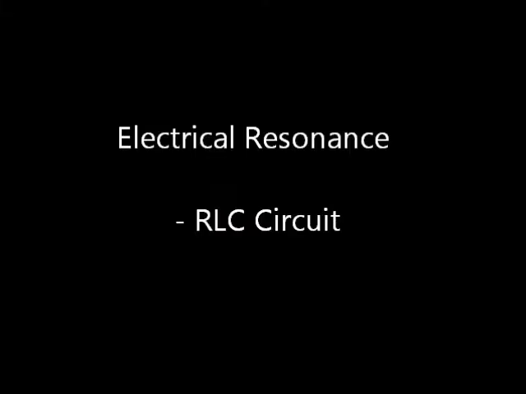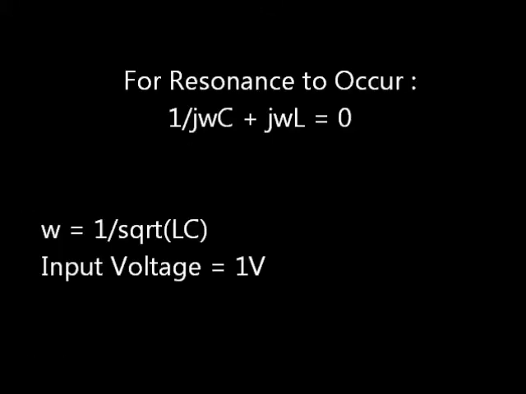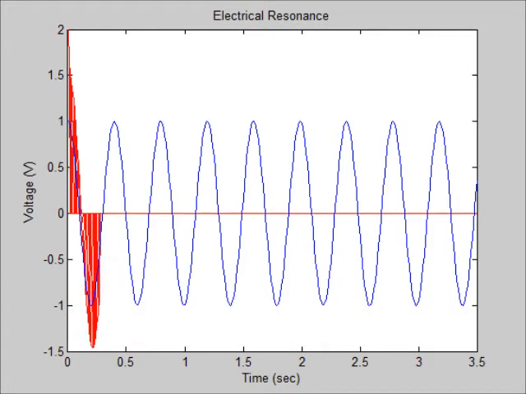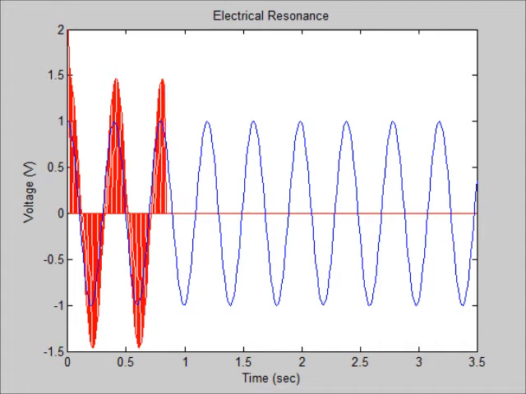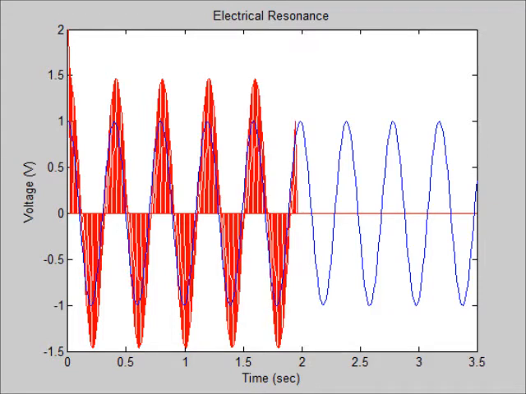My next example is an electrical example, and electrical resonance means that the output voltage can actually be a greater voltage than the input voltage to the circuit. So for resonance to occur, the two impedances have to cancel each other out. From the graph you can see that the input voltage is the signal in blue and it's at 1 volt, but the voltage across the capacitor is in red, and you can see that the output voltage across the capacitor is a lot larger than the original input voltage.